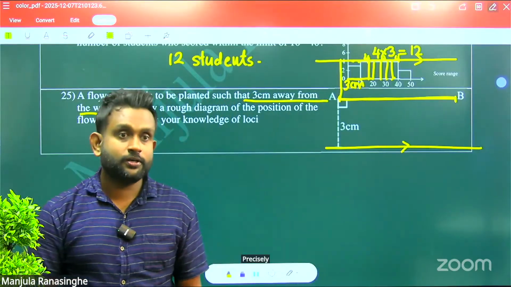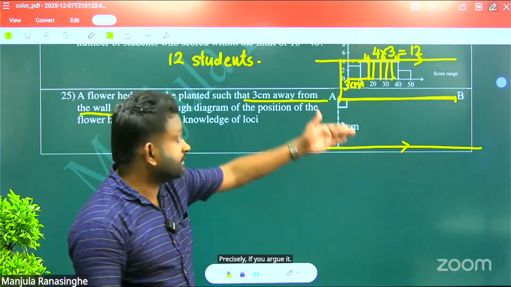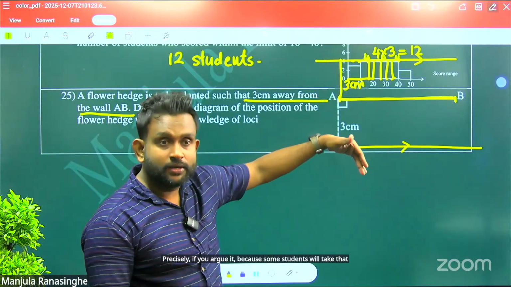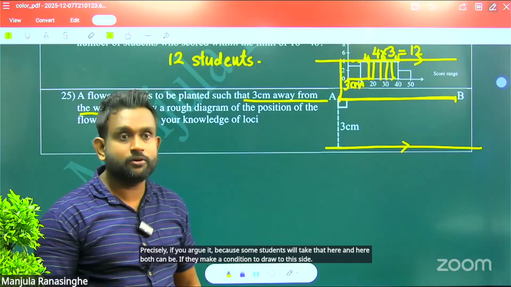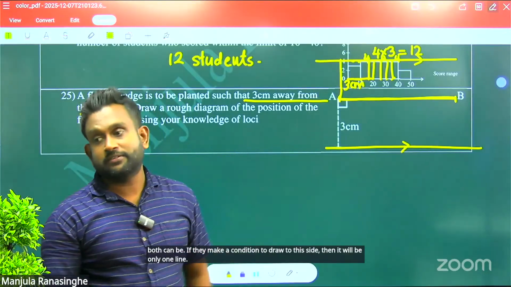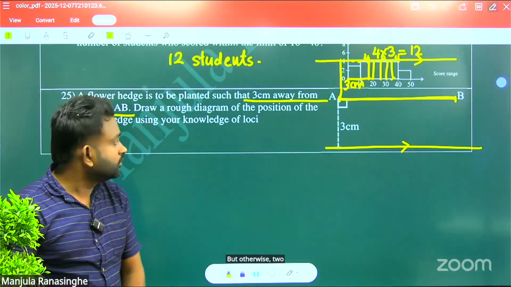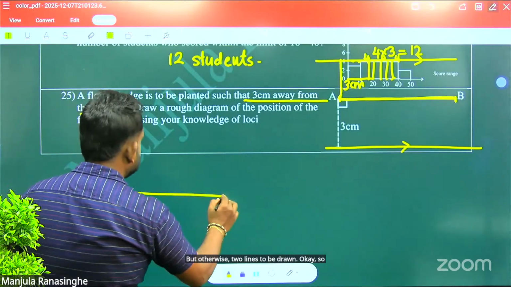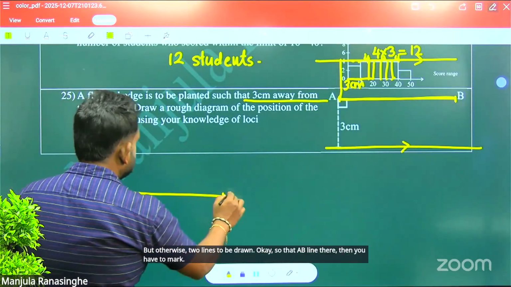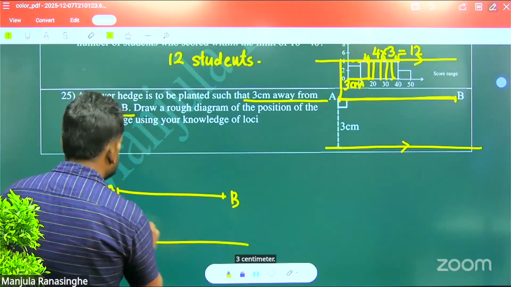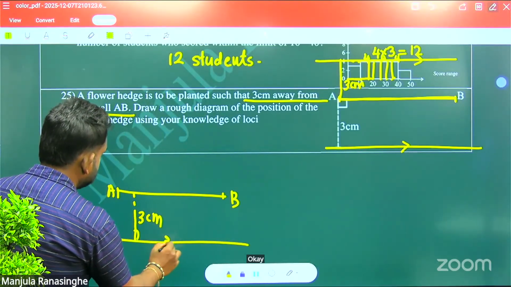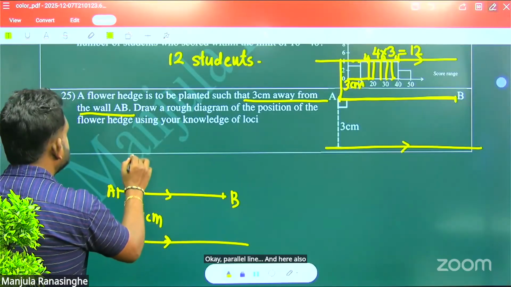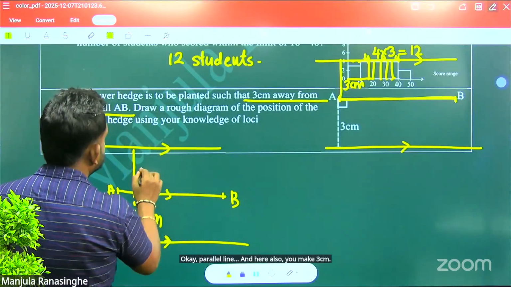If you argue it, some students will take that both here and here can be drawn. If the question makes a condition to draw on this side, then it will be only one line, but otherwise two lines are to be drawn. So for that AB line, you have to mark 3 centimeters. Make a 3 centimeter gap here, a parallel line. And here also you make 3 centimeters, and here a parallel line.